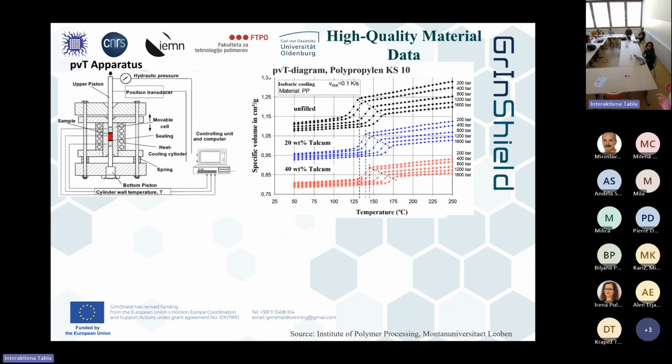V means a specific volume, the reciprocal value of the density, and T is the temperature. And here we have the nice information on what happens if we start the injection molding at melt temperature with 200 bars, then we go up to 1,600, and finally, if we demold at 50, we should come to that point.